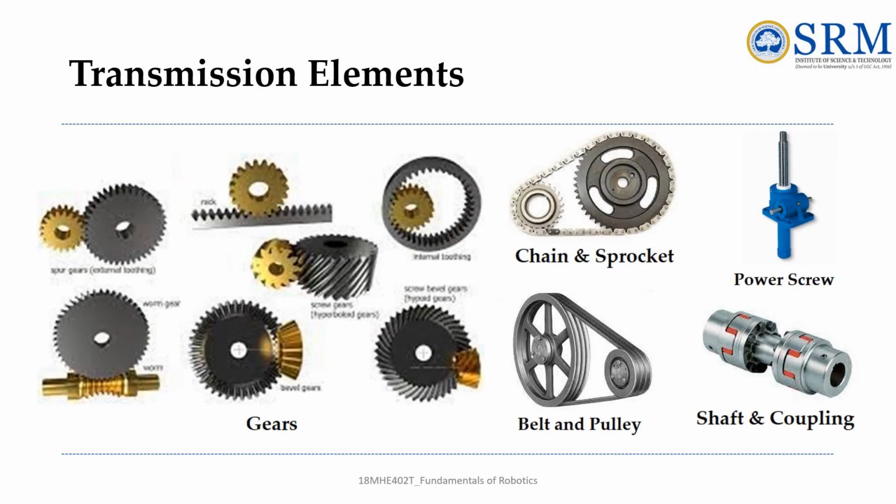These are some of the transmission elements. That's gears. You can see different types of gears, that is spur gears, rack, bevel gears, screw gears, and also chain and sprocket, power screw, belts and pulley, shaft and coupling. So these are some of the transmission elements.